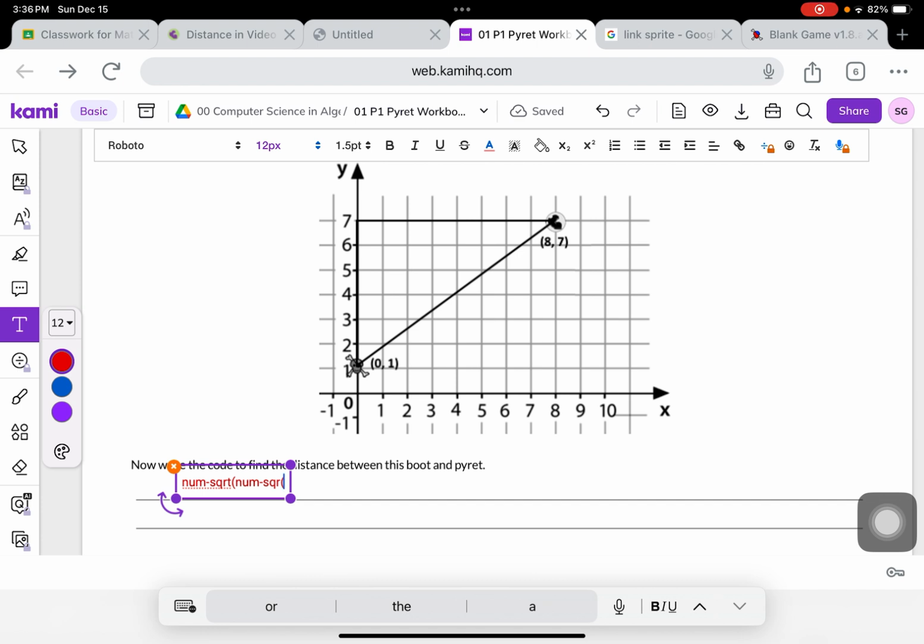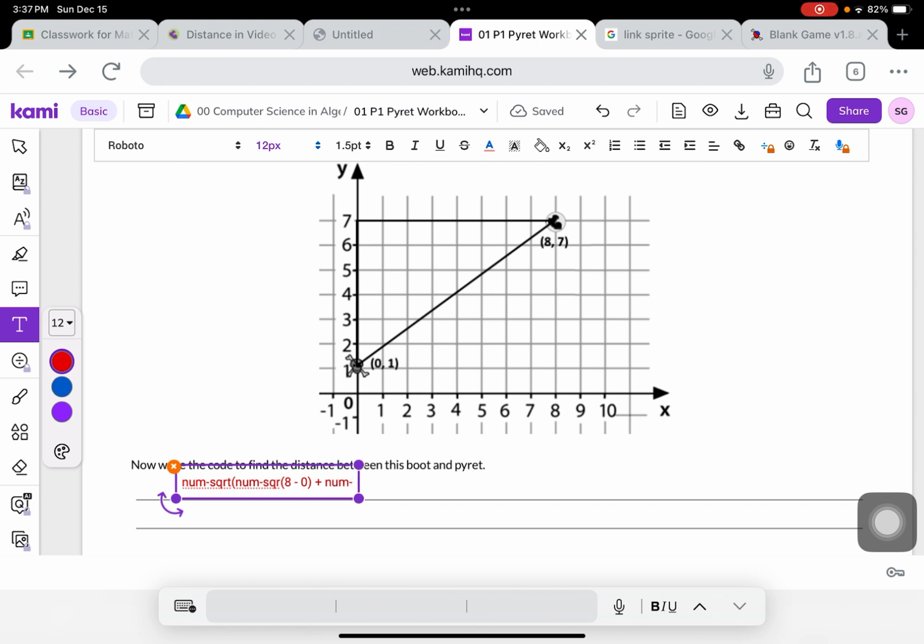the first length. Okay, so to get, let's do the x's. So we do 7 minus 0. No, wait, that's the y's. 8 minus 0. I'm going to subtract the x's, okay, and then square them. And then we're going to do the same thing. You're going to have to put a space here when you put it into Pyret. And you do the same thing with the y's.